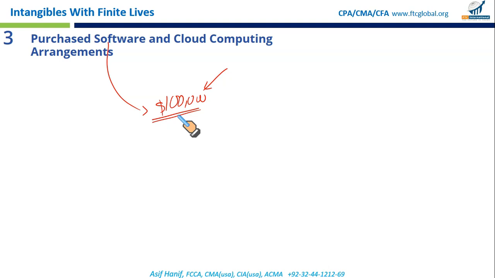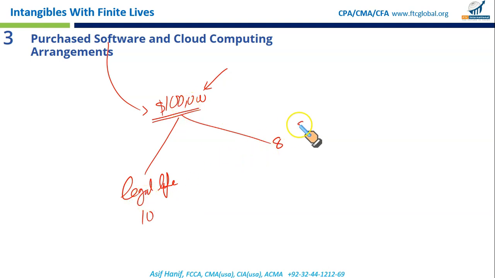Now, how are we going to amortize it, spread the cost over a certain period? There are two periods, let's say. One is the legal life, 10 years, let's say, as per the contractual terms, and one is the economic life, let's say 8 years. What is economic life? How long the software will be providing us the benefit. So we will select the shorter. We will amortize this cost over the shorter of legal life or economic life. Since this is shorter, we will spread $100,000 over 8 years.